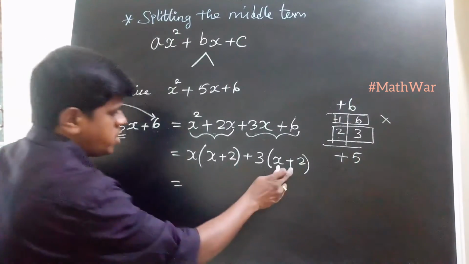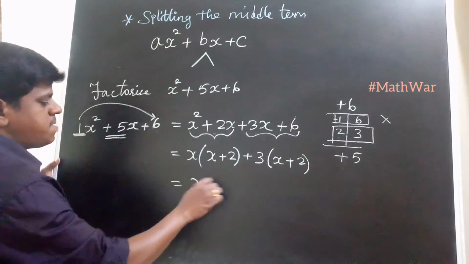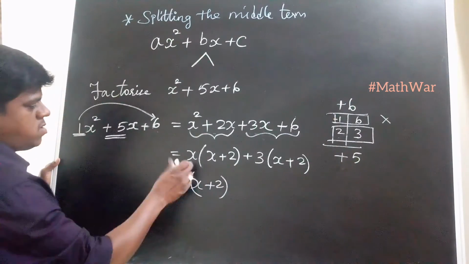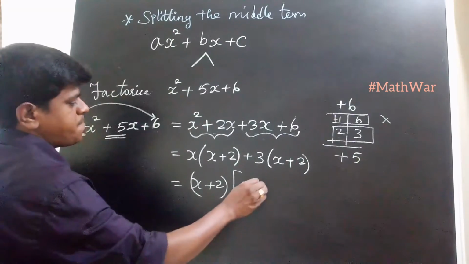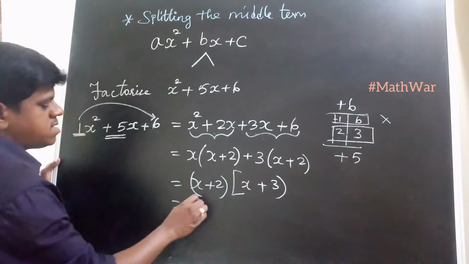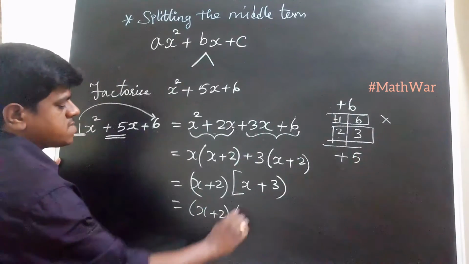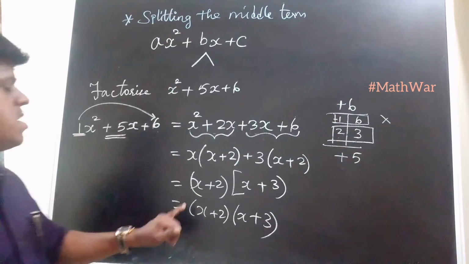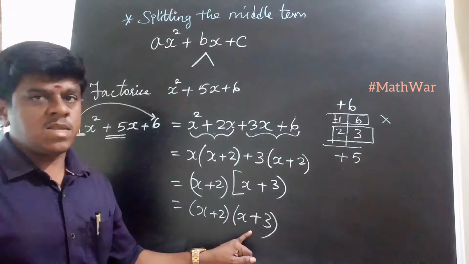Now x plus 2 is common. That x plus 2 if we take it out, the remaining is here x, plus in this x plus 2 if we take it out, here it will be 3. That is x plus 2 into x plus 3 is the answer. So if you factorize x square plus 5x plus 6, the answer is x plus 2 into x plus 3.